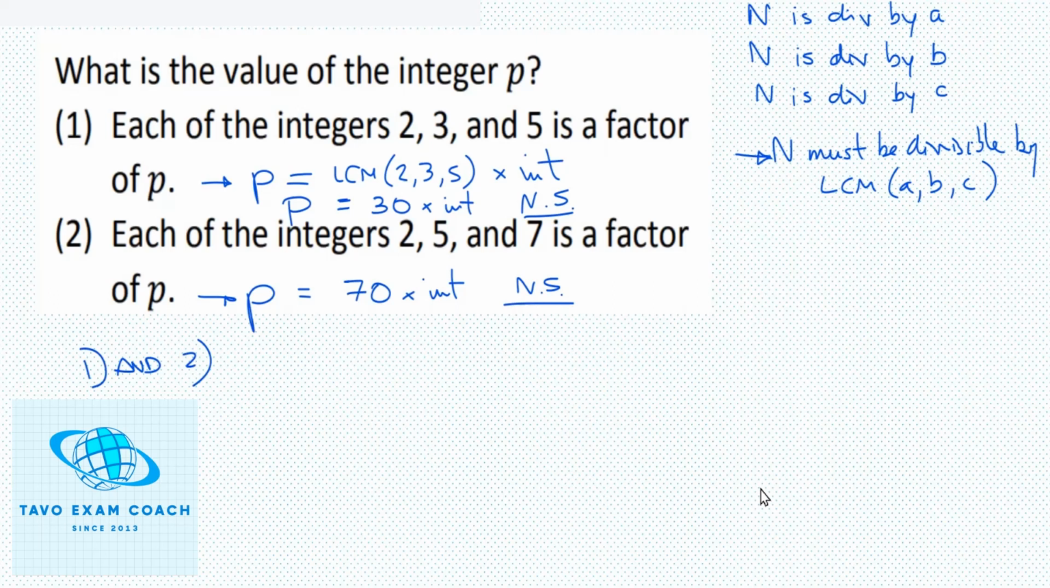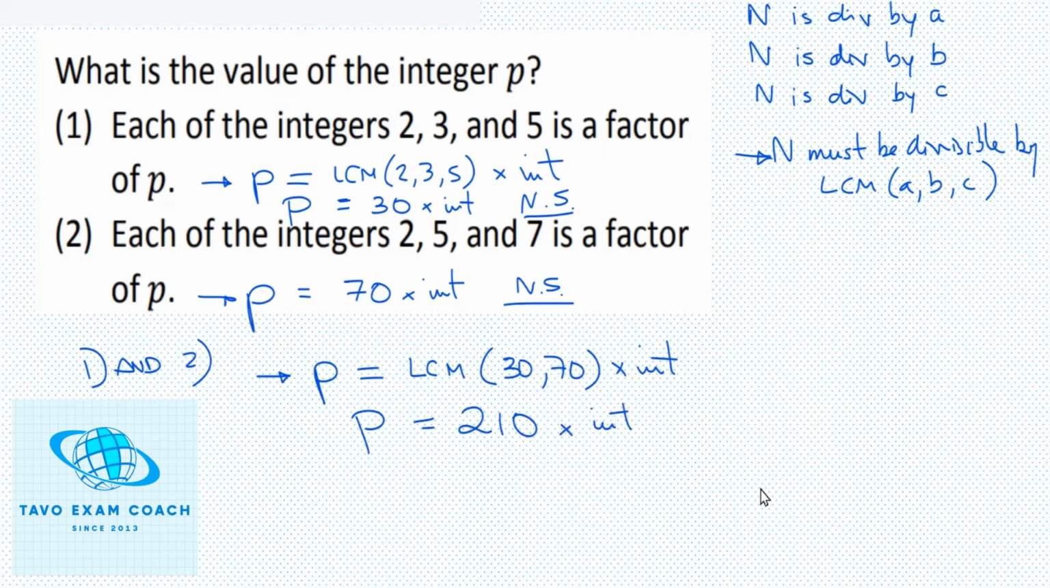If we cross over the information in the two statements, we know that p is divisible by 30, and we know that p is divisible by 70. It follows then that p must be divisible by the LCM of 30 and 70. But that, unfortunately, doesn't signal a unique value of p. This is to say that p is divisible by 210, any multiple of 210. There are infinite multiples of 210. So you need to mark option E.